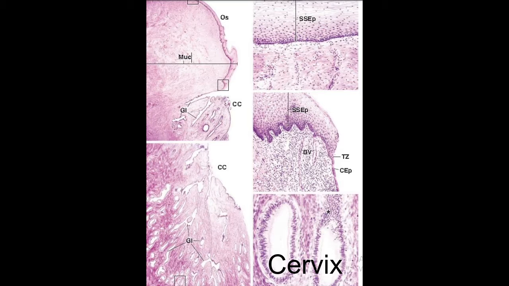As we can see, there is CC, cervical canal. Sep, columnar epithelium. GL, cervical glands. MUC, mucosa. Os, external orifice. SSEP, stratified squamous epithelium. TZ, transformation zone. Asterisk, tangential cut of the surface epithelium.